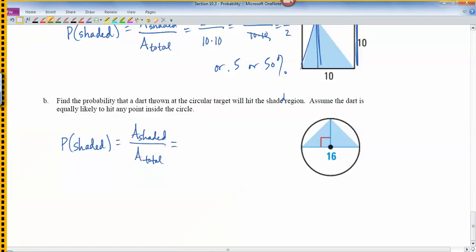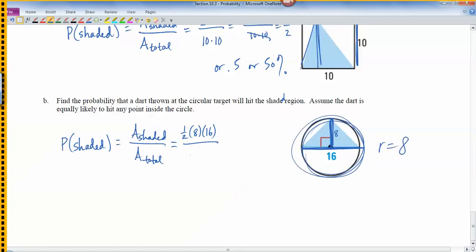The shaded region is a triangle. The base is 16, and the height is half of 16, because 16 is the diameter, so the height is 8. So the area is going to be 1/2 8 times 16. And then the total thing is a circle with a radius equaling 8. So the area of the whole thing, area of a circle, is pi r squared. So it's going to be pi 8 squared.